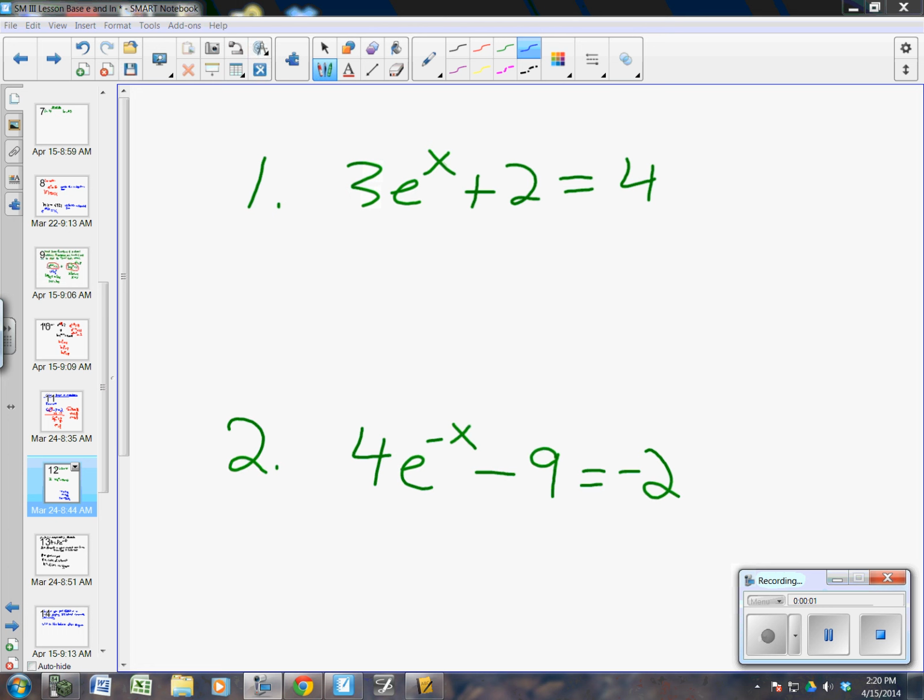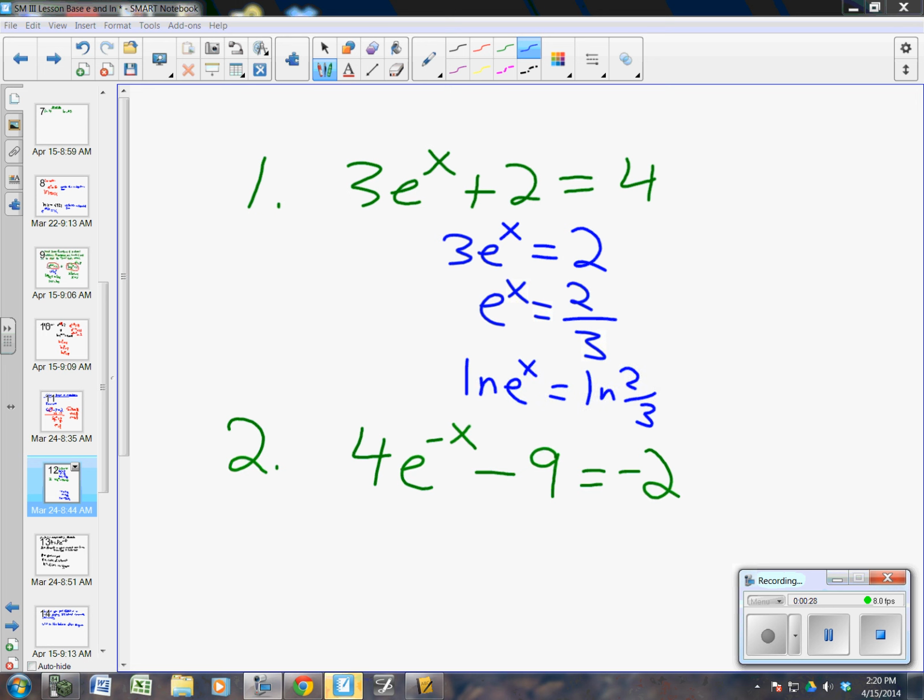Since you guys have done this already, I'm just going to do the fast version. I would minus 2 from both sides, then divide by 3. And then this is where I take ln on both sides, because anytime you have a base e, it doesn't really matter what the power is. Anytime that's a base e, you can take the ln of both sides.